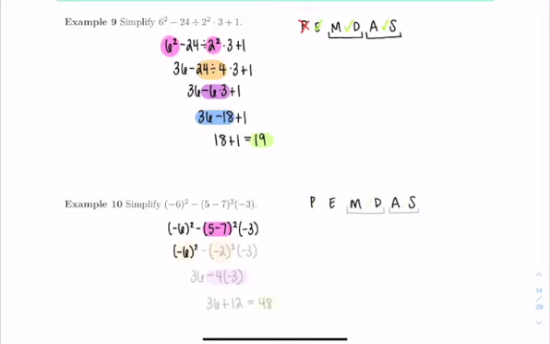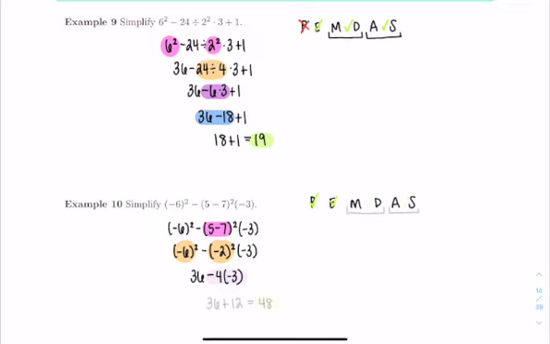So we have (-6) squared minus, 5 minus 7 is negative 2. So that takes care of our grouping symbols. The next thing is exponents. So we need to simplify (-6) squared and (-2) squared. (-6) squared is 36, and (-2) squared is 4. And that takes care of our exponents.